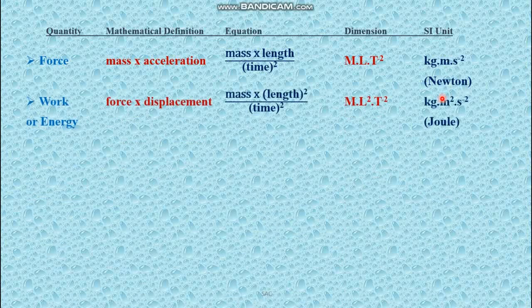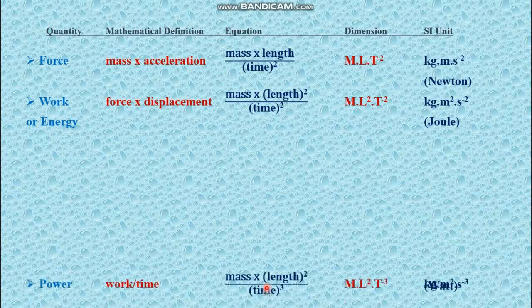After force, we arrive at work or energy. Both have the same dimension and the same unit. Work is the product of force and displacement, and energy is the capacity to do work. So both should have the same unit and dimension. The equation should be mass into length squared in the numerator, and in the denominator, time squared. Force is mass into length by time squared, so when this dimension is multiplied with length, that is displacement, then energy or work is obtained. So the dimension should be ML^2 by T^2, and the corresponding unit should be kg meter squared per second squared, which is known as joule.